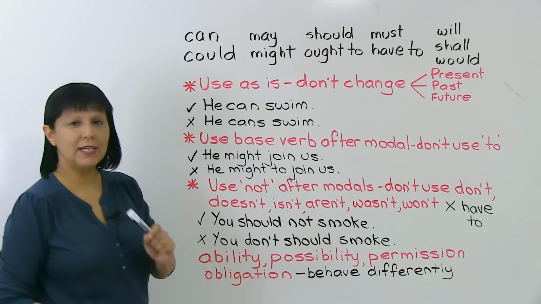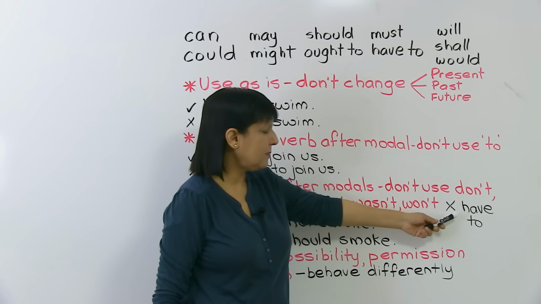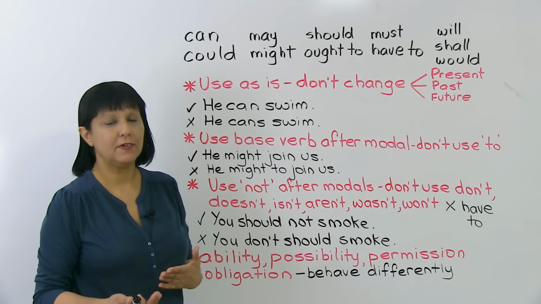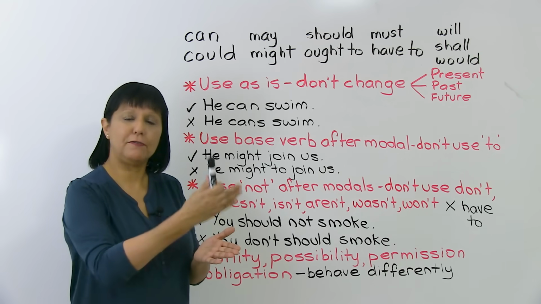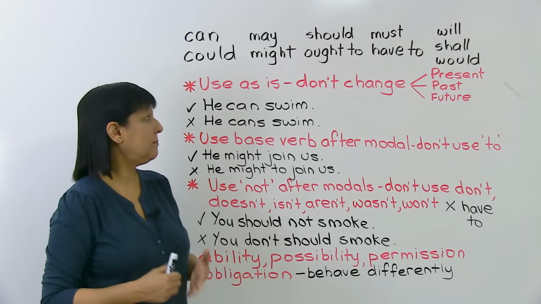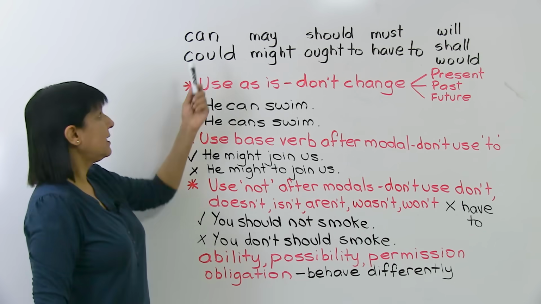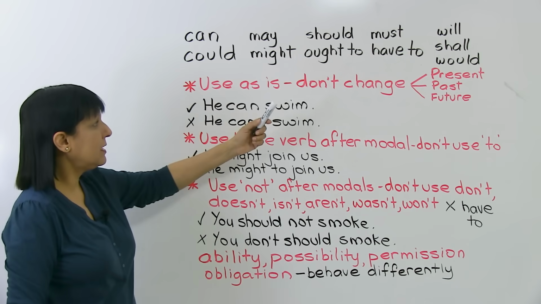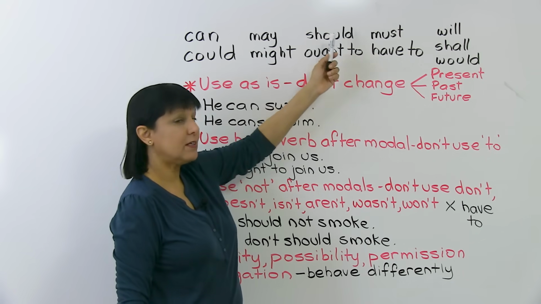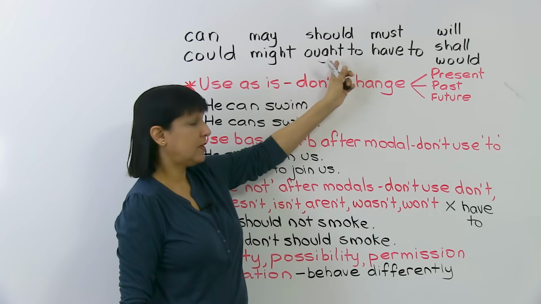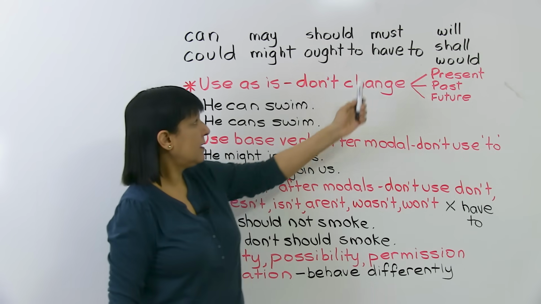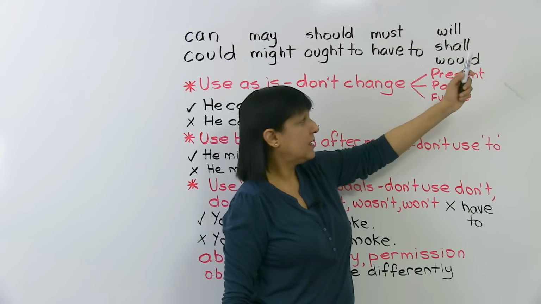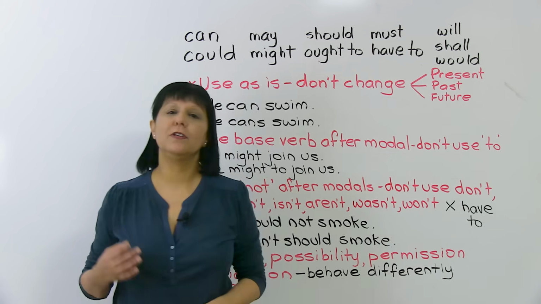So the only exception is with the modal verb have to. There, if we want to make it negative, you need to say, you don't have to do this, okay? But with the other ones, we just say, you cannot, you could not, you may not, you might not, you should not, you ought not to, okay? So there you have to be careful where to place it. You must not. This one I told you is an exception. You will not, you shall not, and you would not.